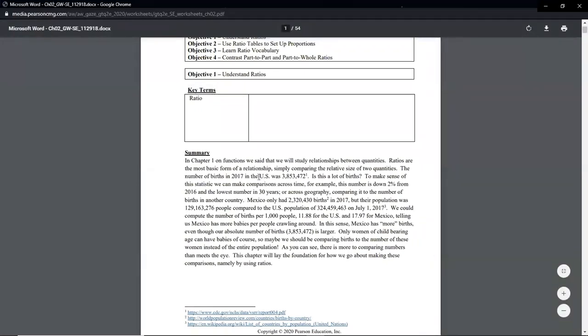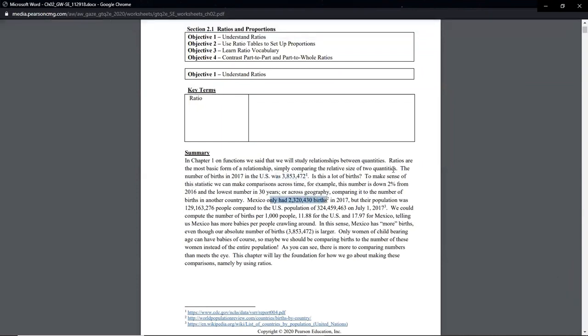is how in 2017, the number of US births was 3.8 million. And in 2017, the number of Mexico births was 2.3 million. Again, rounding. So you might say, oh, well, the US had way more births. That might be true in an absolute number, 3.8 million versus 2.3 million, but what we want to do a lot of the time is think of this as a proportional relationship.